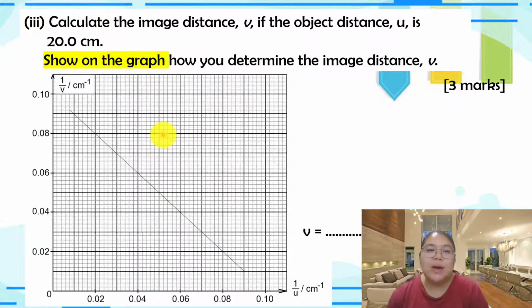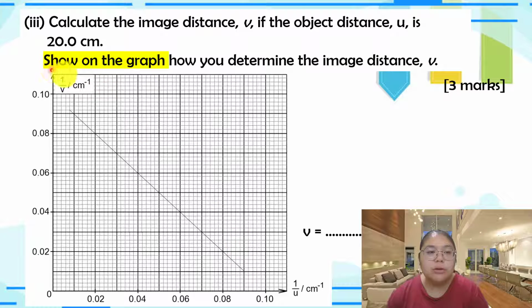Okay, the next question, they give you the object distance and they want you to find the image distance. The object distance is 20 cm, U is 20 cm. But from the question, we don't have any U, we just got 1 over U. So what you need to do is show the calculation and convert it to become 1 over U.